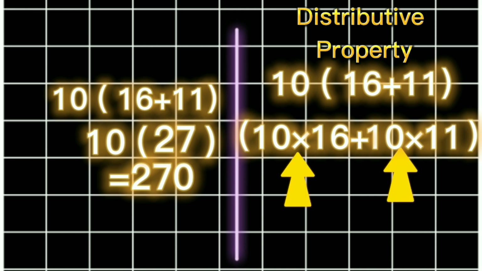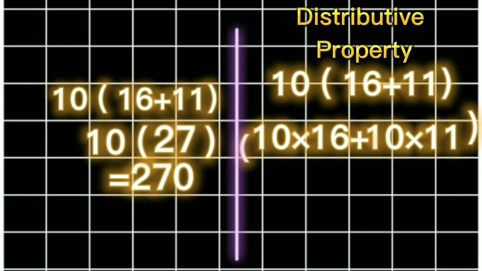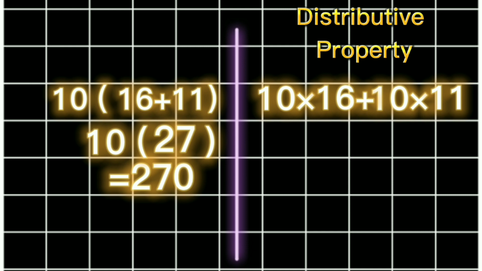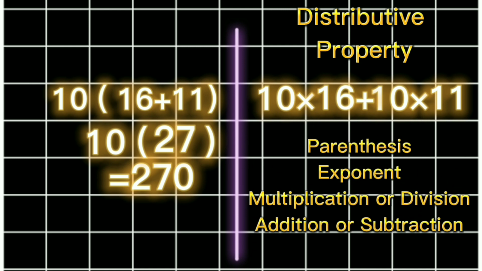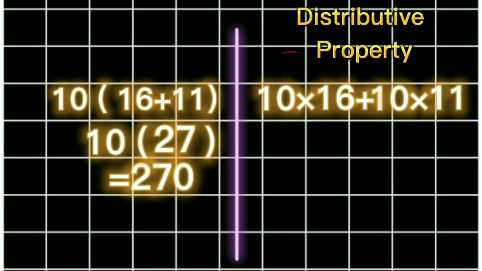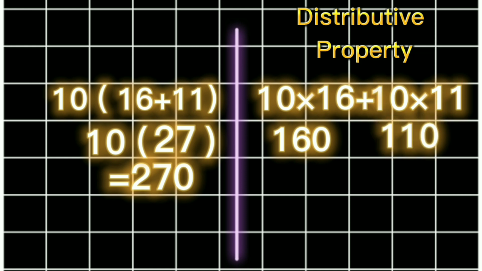Because we distributed the multiplication to each member of the group, the group isn't needed anymore, so the parentheses can go away. Now we can continue to simplify this new form using our order of operation rules. Those rules tell us to do multiplication before addition. So 10 times 16 is 160 and 10 times 11 is 110. The last step is to add those two results together. 160 plus 110 equals 270.